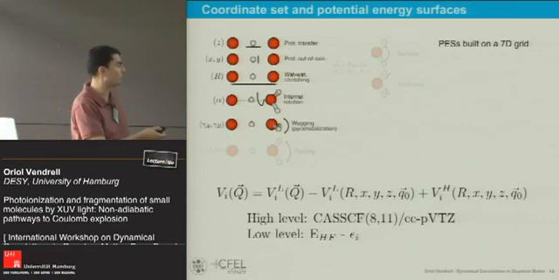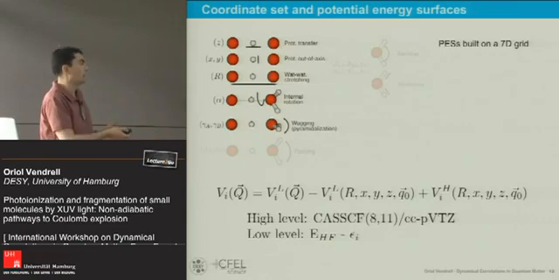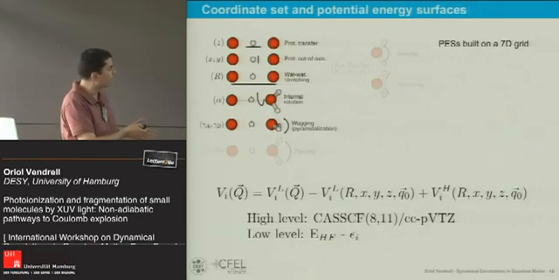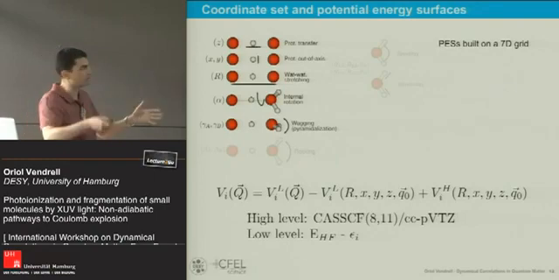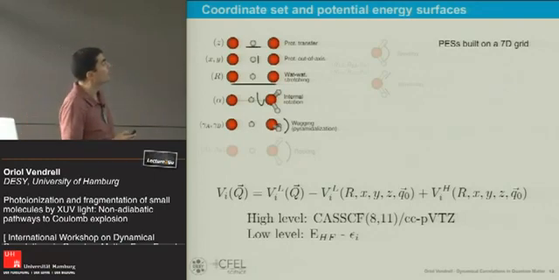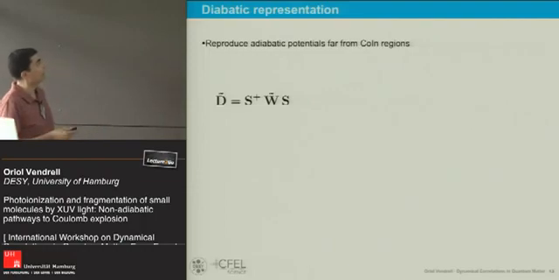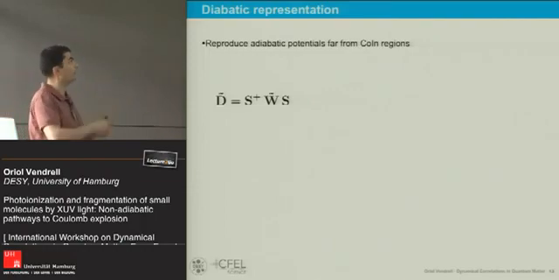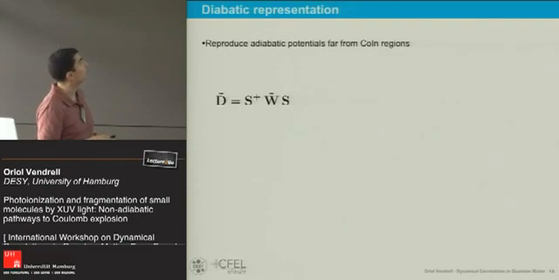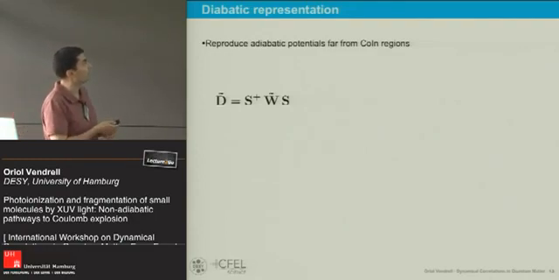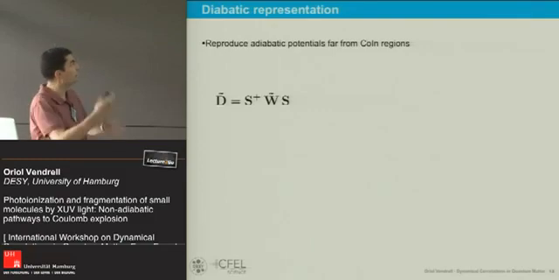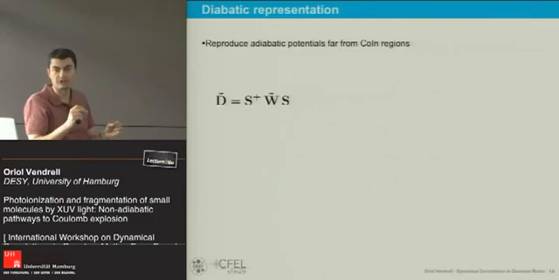And it's a scheme in which we have a low quality method for the whole space, and then a high quality method for a subspace. And in this way, we can get the whole potential in a 7-dimensional grid. All right. Then we need to take these potentials and bring them to the diabatic representation. I'm just going to skip through this quickly, but the main idea is that we use a diabatic representation that is forced to reproduce the adiabatic potentials in all regions of the potential energy surface.